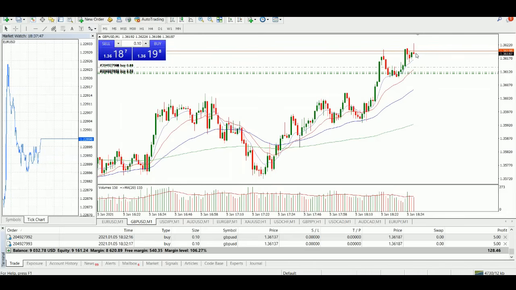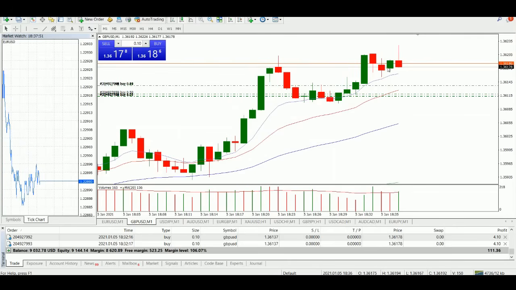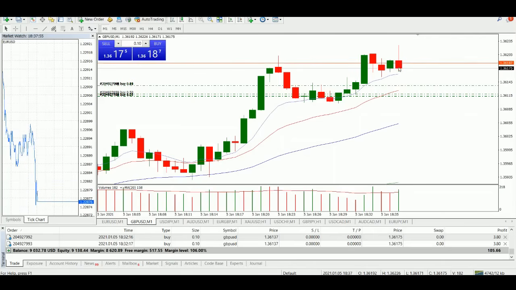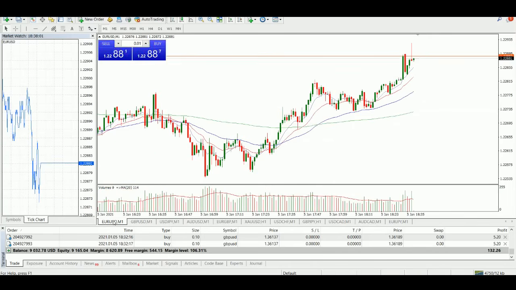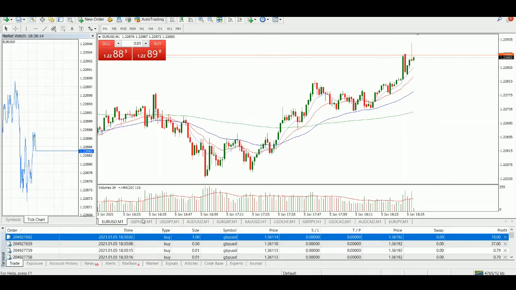Okay, so here it's a rejection, but not a real rejection. Let's see how the price will act after that. You have to control your emotions always. Euro dollar is facing this rejection, so let's see also how it will act. So euro dollar now is trending up. Okay, it's trending up again and again.